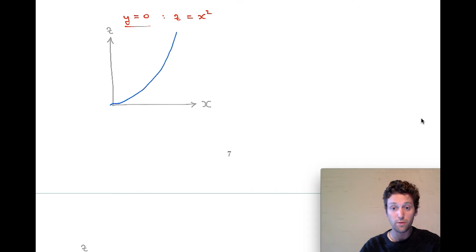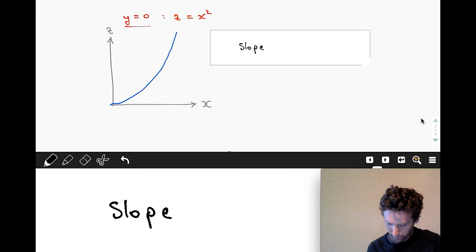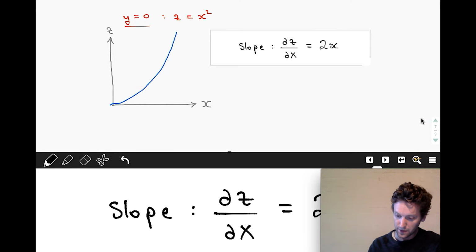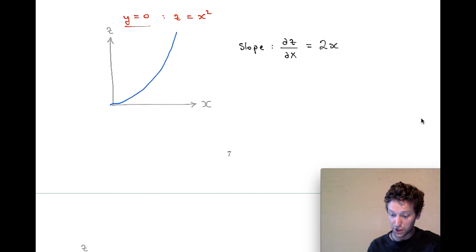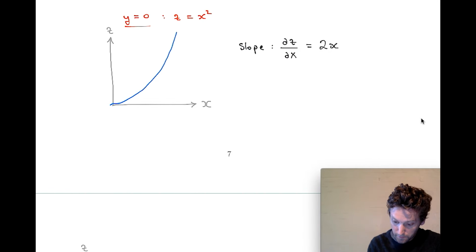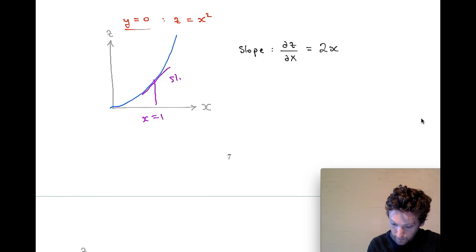I could ask now, what's the slope of this function? Well, it's simply going to be the ordinary derivative. So the slope is going to be the derivative with respect to x, which is going to be, well, the derivative of x squared is 2x. So the derivative of this function is 2x. It changes with x, but at a particular value, for example, x is equal to 1, the slope here will be given by 2 times 1, it's equal to 2.